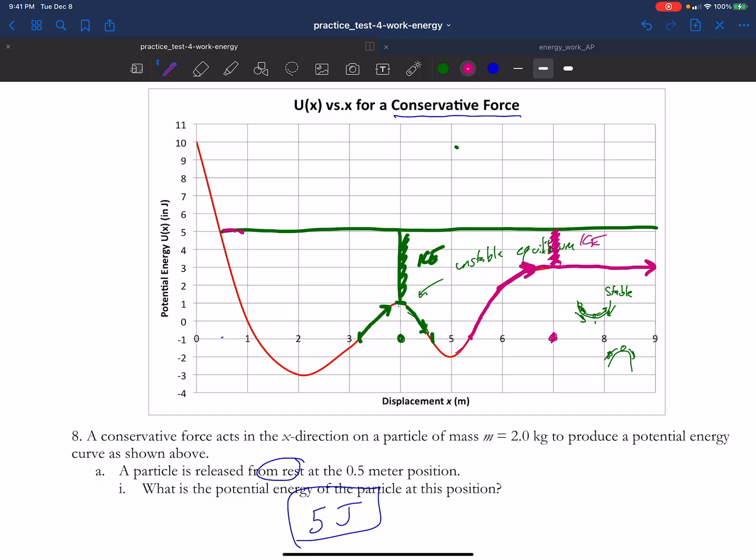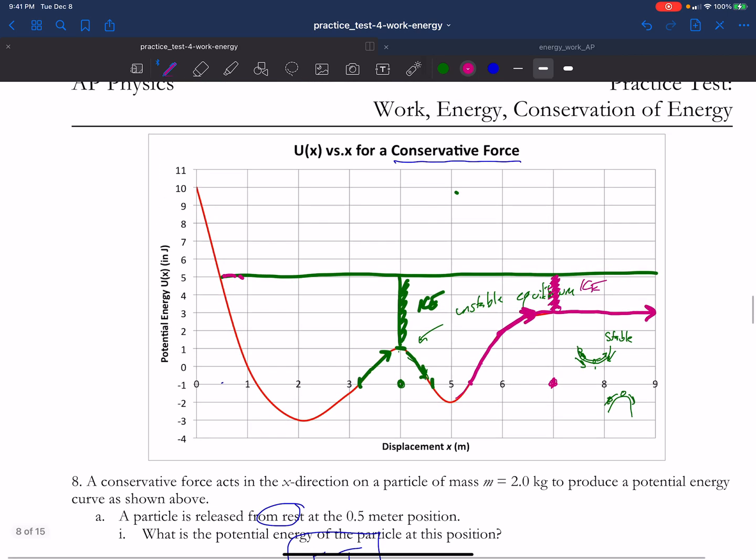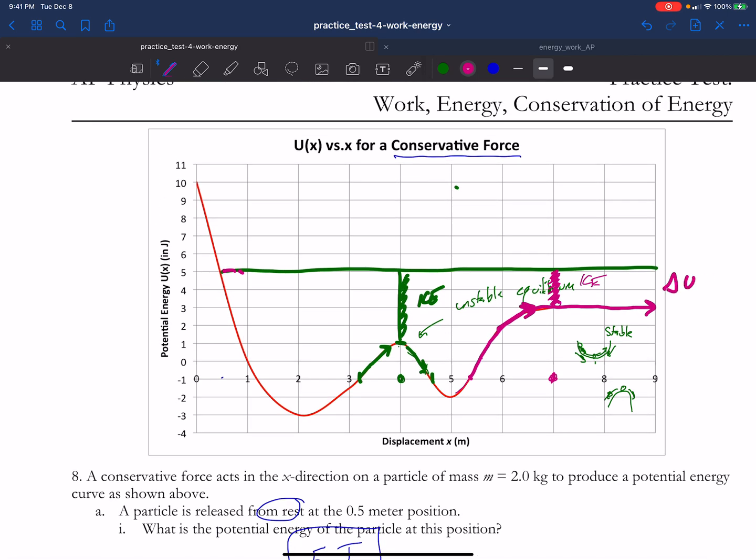So does it reach the 7 meters? Absolutely. However, notice that the change in potential energy is 0 right here. There's no change in this potential energy, which means that the change in KE also has to be 0. The amount of kinetic energy is not changing.